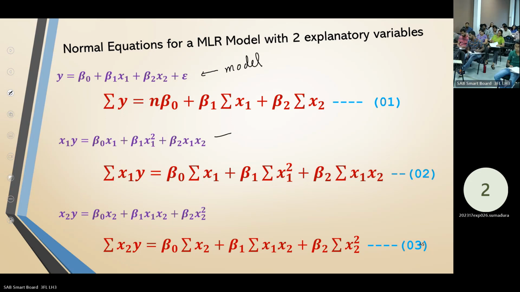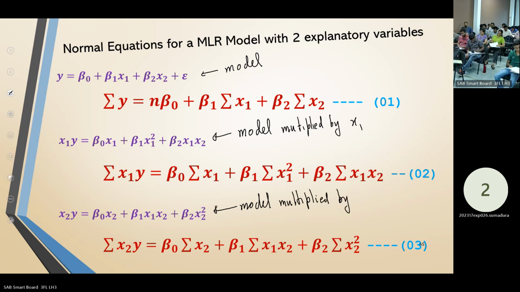This one, model multiplied by x1. This is model multiplied by x2. Right, so you take the model, sum it up as it is, so you get the first equation.